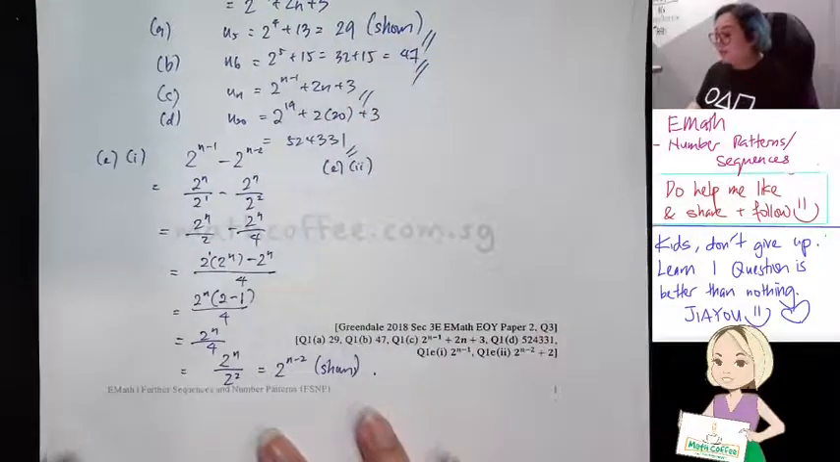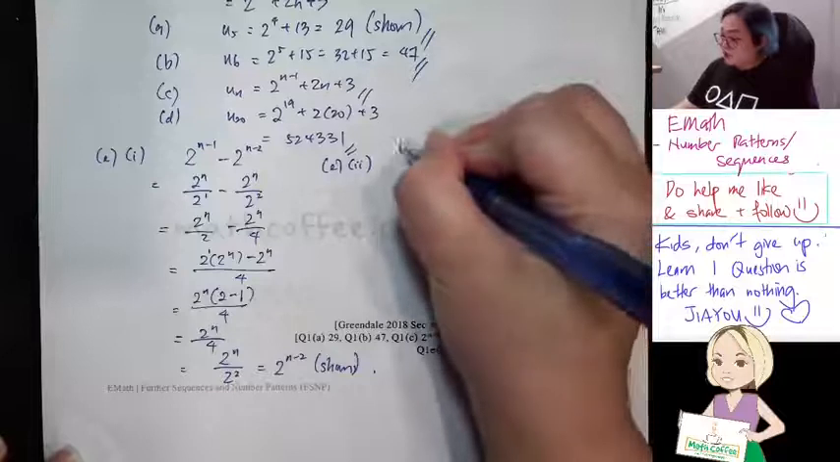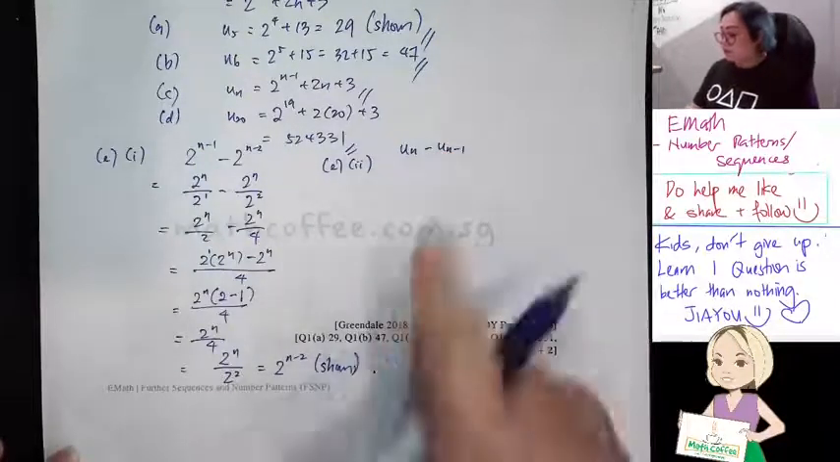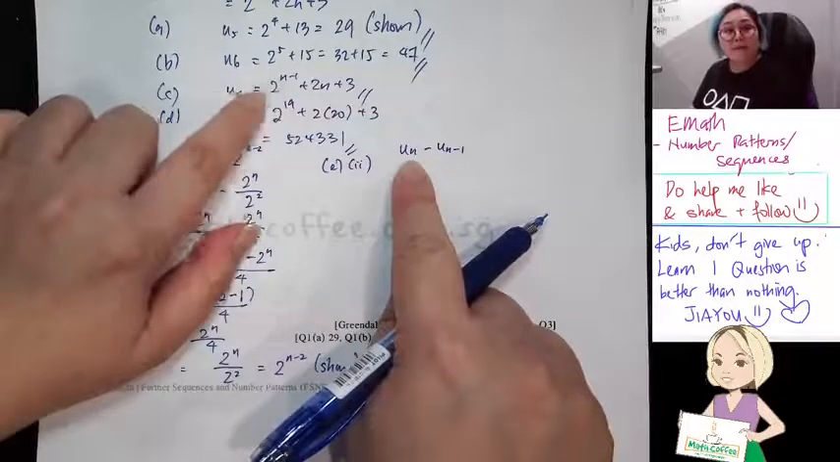They say find and simplify an expression in terms of n for un minus un minus 1. Okay, this is not so straightforward. So what does that mean? Un, we already have our formula, here, un.